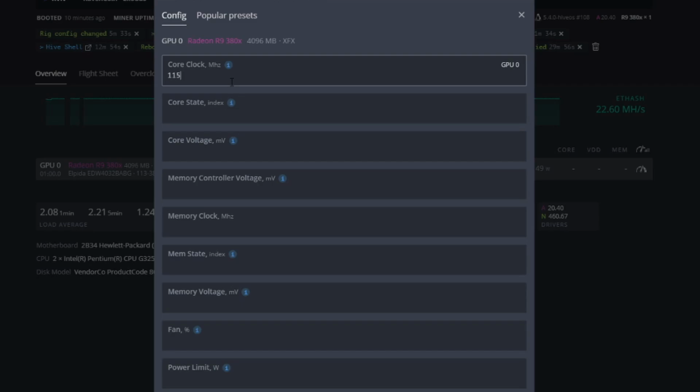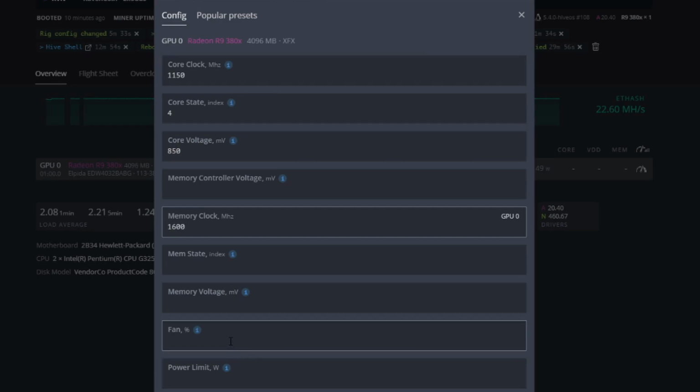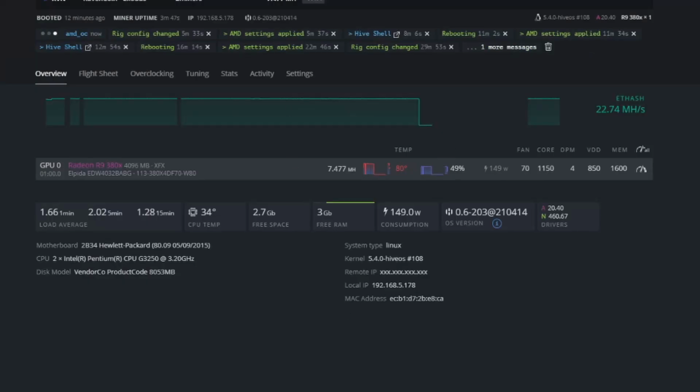So we're going to try 1150. We're going to set our core state to 4. It isn't an RX card, so we're not running a 1. And on memory clock, we're going to run 1600. And then our fan speeds, we're going to bump up. Right now, it's at 49%. We're going to bump it up to 70. And we're going to do some aggressive undervolting there. So let's go ahead and apply this, and I'll be back in a minute to see exactly what we get.